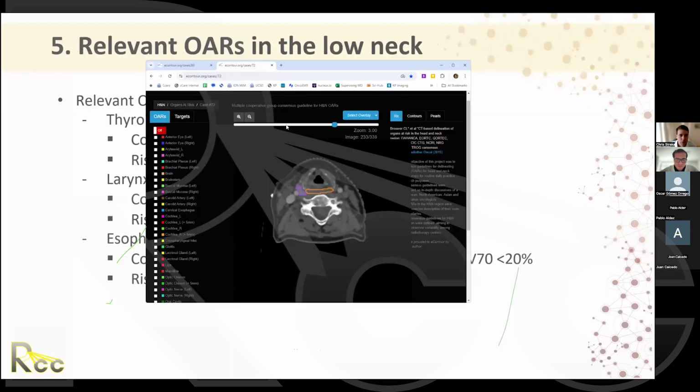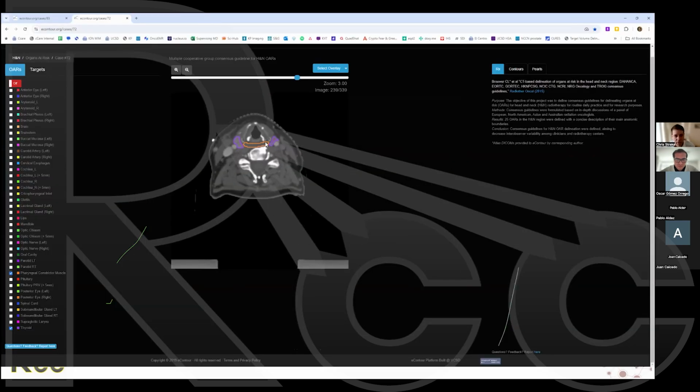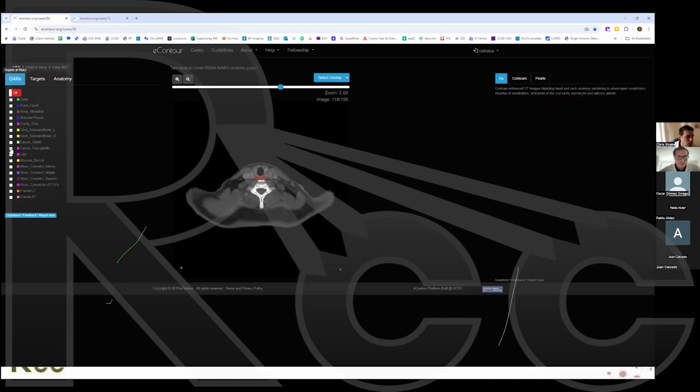Oh, the larynx. So again, we weren't talking about larynx cancer specifically today. Larynx cancers and hypopharynx cancers, you want to include the whole larynx in your target. But for other cancers, you want to spare the larynx. And I think that's why I have this one up, because this one has a good larynx for us.